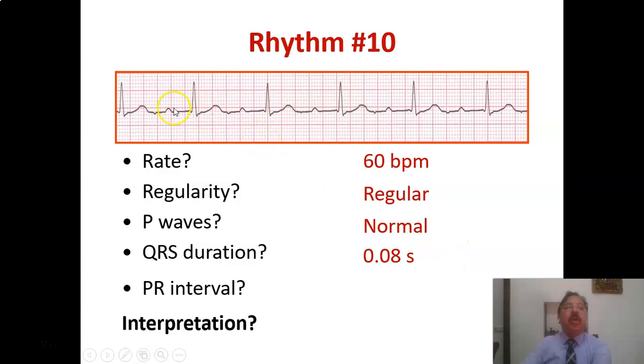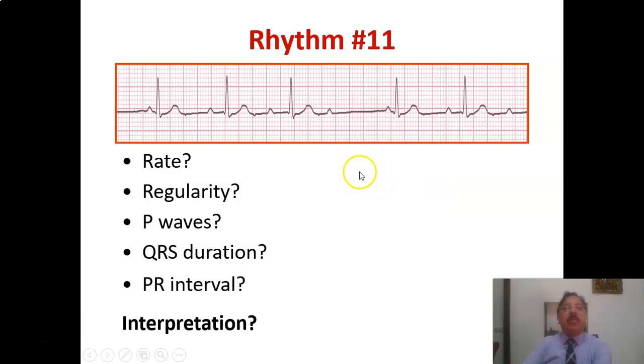Now, the important point here is the PR interval. Just focus on the PR interval. It's long. It's 0.36 seconds. So the only abnormality in this ECG rhythm strip is the prolonged PR interval, and this is the hallmark of first degree AV block.